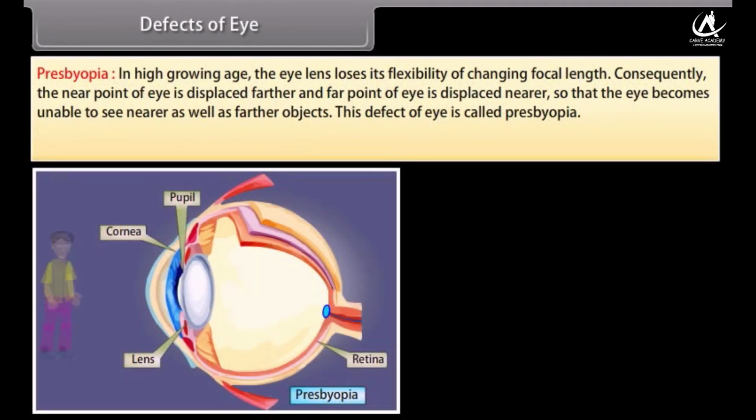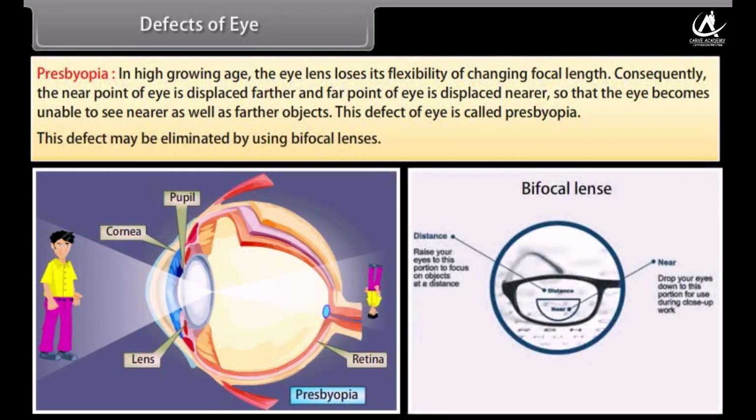Defects of the eye. Presbyopia. In advancing age, the eye lens loses its flexibility of changing focal length. Consequently, the near point of the eye is displaced farther and the far point of the eye is displaced nearer, so that the eye becomes unable to see nearer as well as farther objects. This defect of the eye is called presbyopia. This defect may be eliminated by using bifocal lenses.